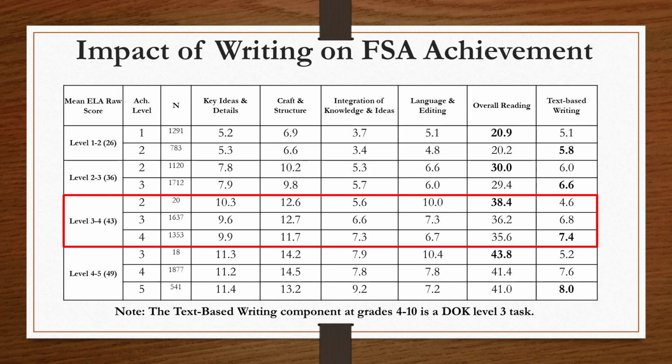The difference noted was that the text-based writing score had a different impact on the achievement level for the student who received the lowest reading score but had the highest writing score, for example scoring a 4.6 to that of a 7.4.